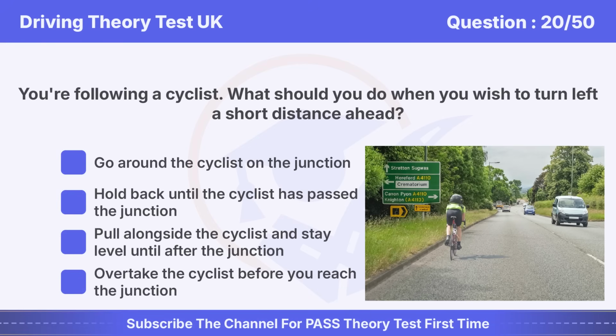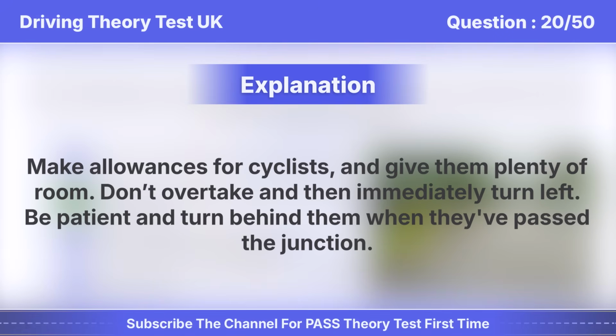Question 20. You're following a cyclist. What should you do when you wish to turn left a short distance ahead? Answer is B. Hold back until the cyclist has passed the junction. Make allowances for cyclists and give them plenty of room. Don't overtake and then immediately turn left. Be patient and turn behind them when they've passed the junction.